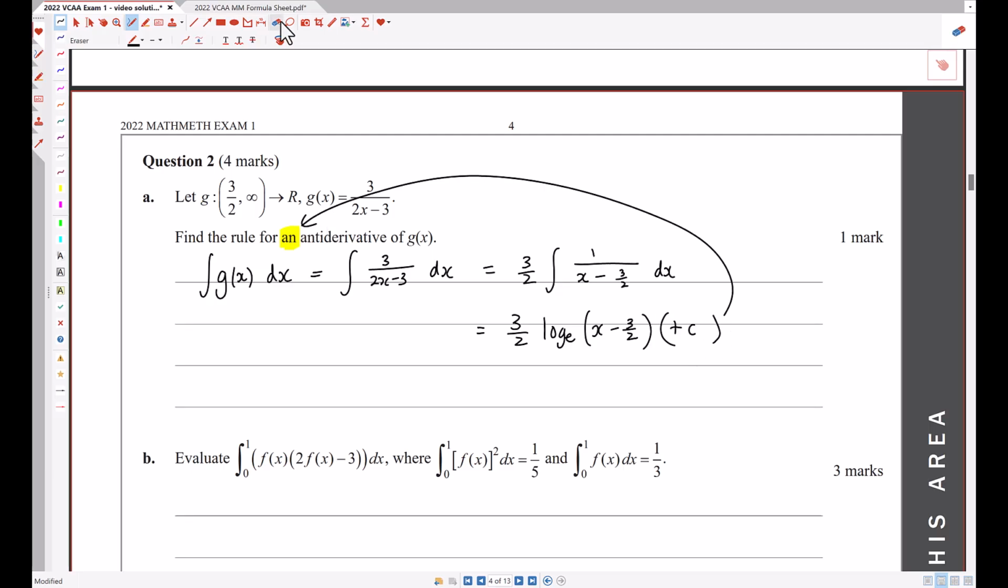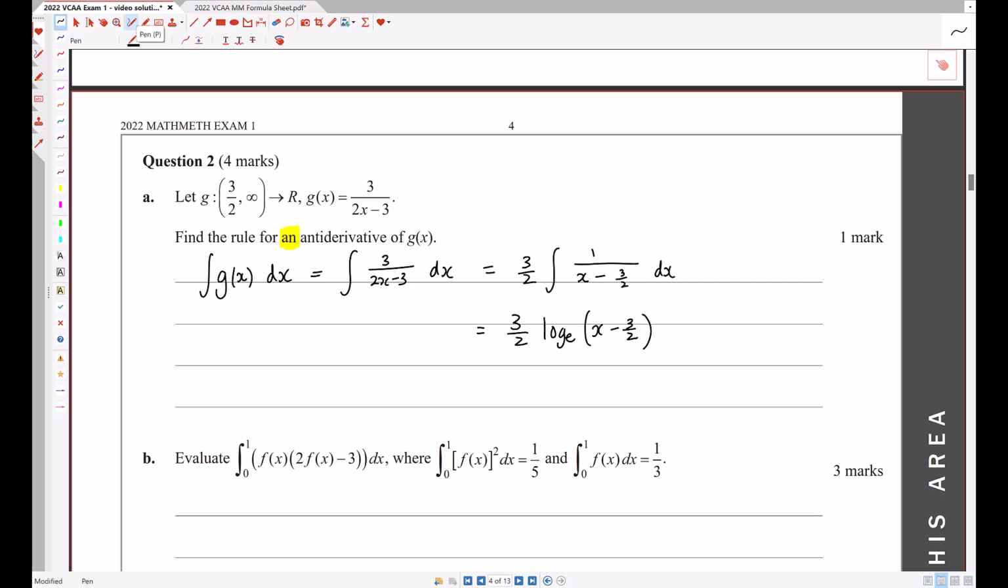Okay, so again, I don't think you'd be marked incorrect for putting the plus c, but you also wouldn't be marked wrong if you chose to put plus 73 here. That would be an example of an antiderivative. Okay, so that might be what my answer looks like.